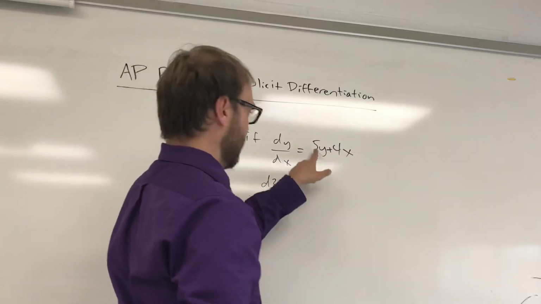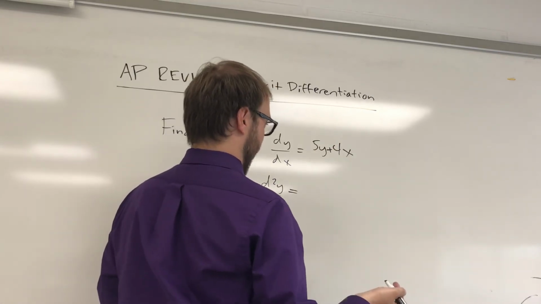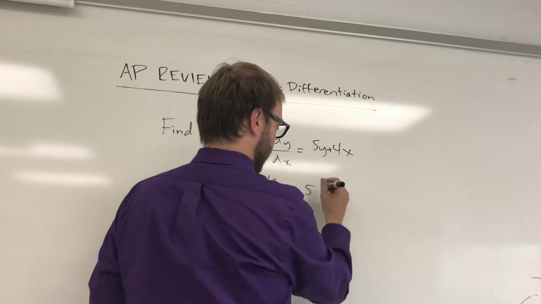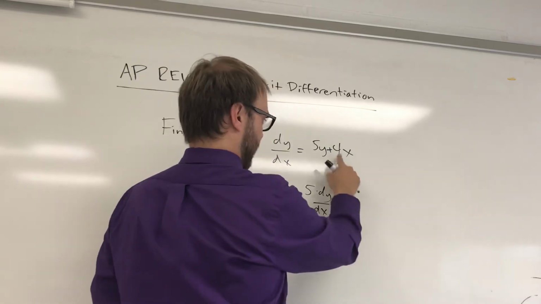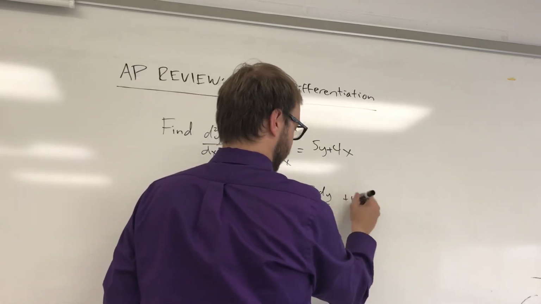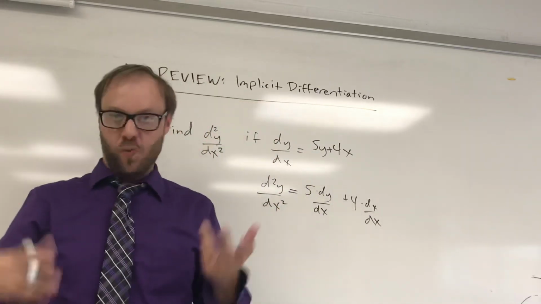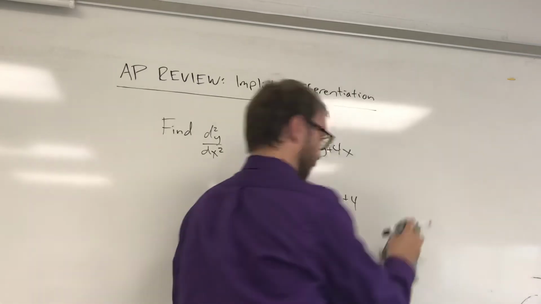On this side, you take the derivative of 5y with respect to x, and so the derivative of 5y would be 5 times the derivative of y with respect to x. So you're going to get a dy/dx there, okay? And then plus the derivative of 4x is 4 times dx/dx. And of course, remember, dx/dx is equal to 1. So when we simplify this down, we just get something that looks like this, okay?